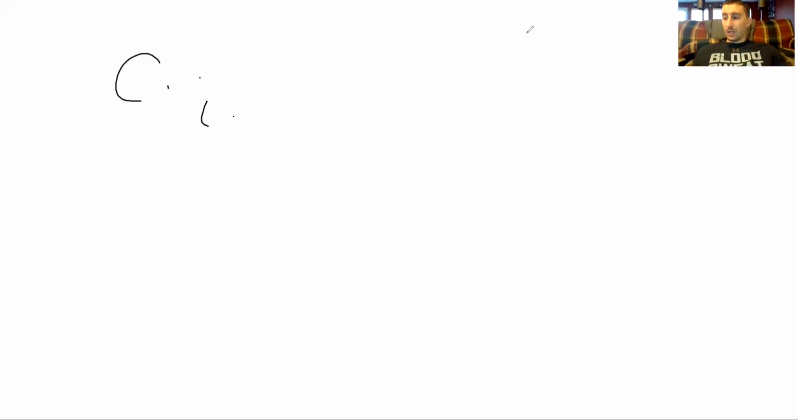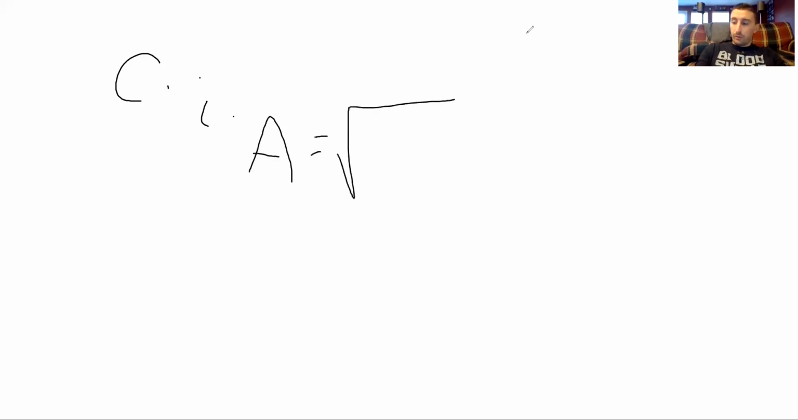All we have to do is go back to that equation we derived from part A. We got amplitude is equal to the square root of m v naught squared over k.